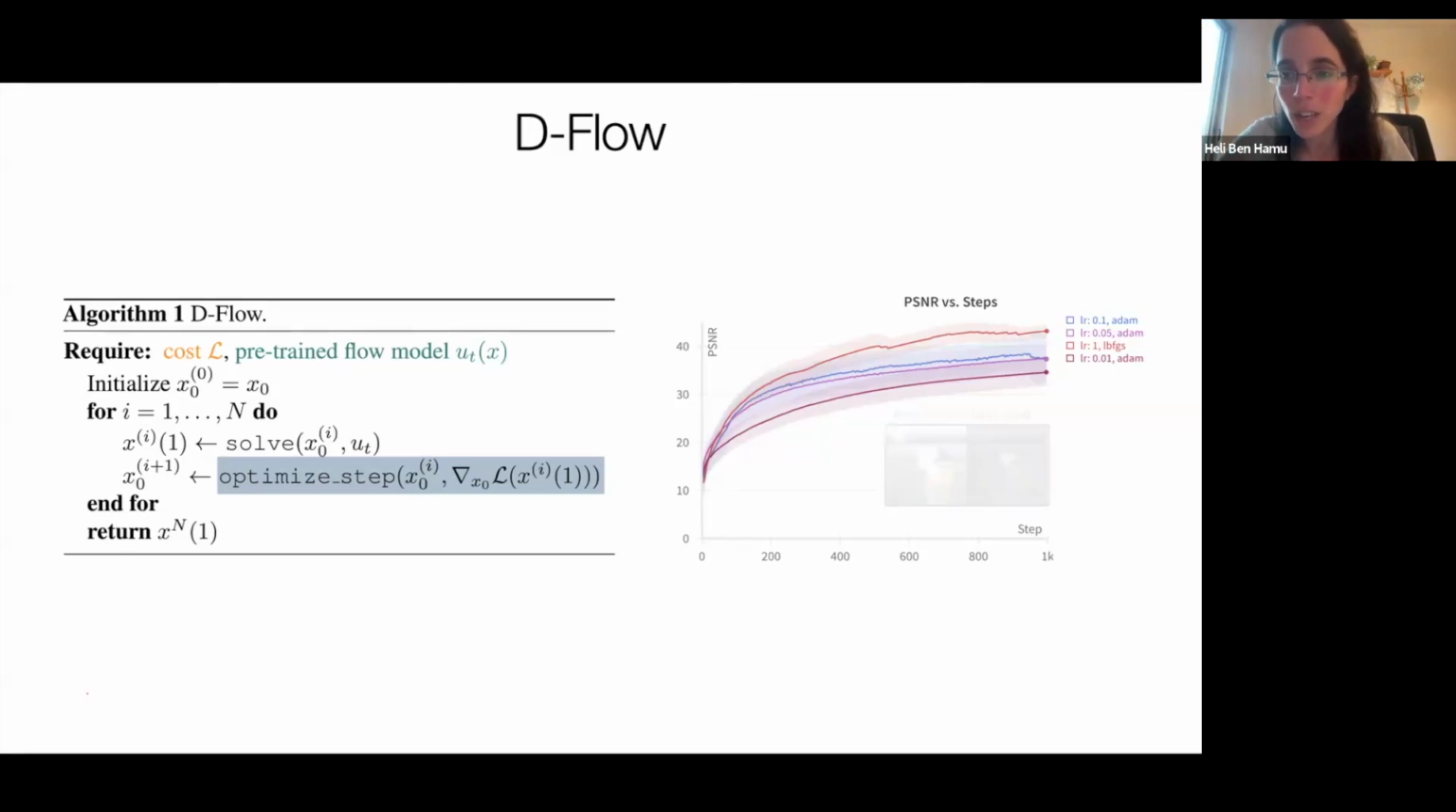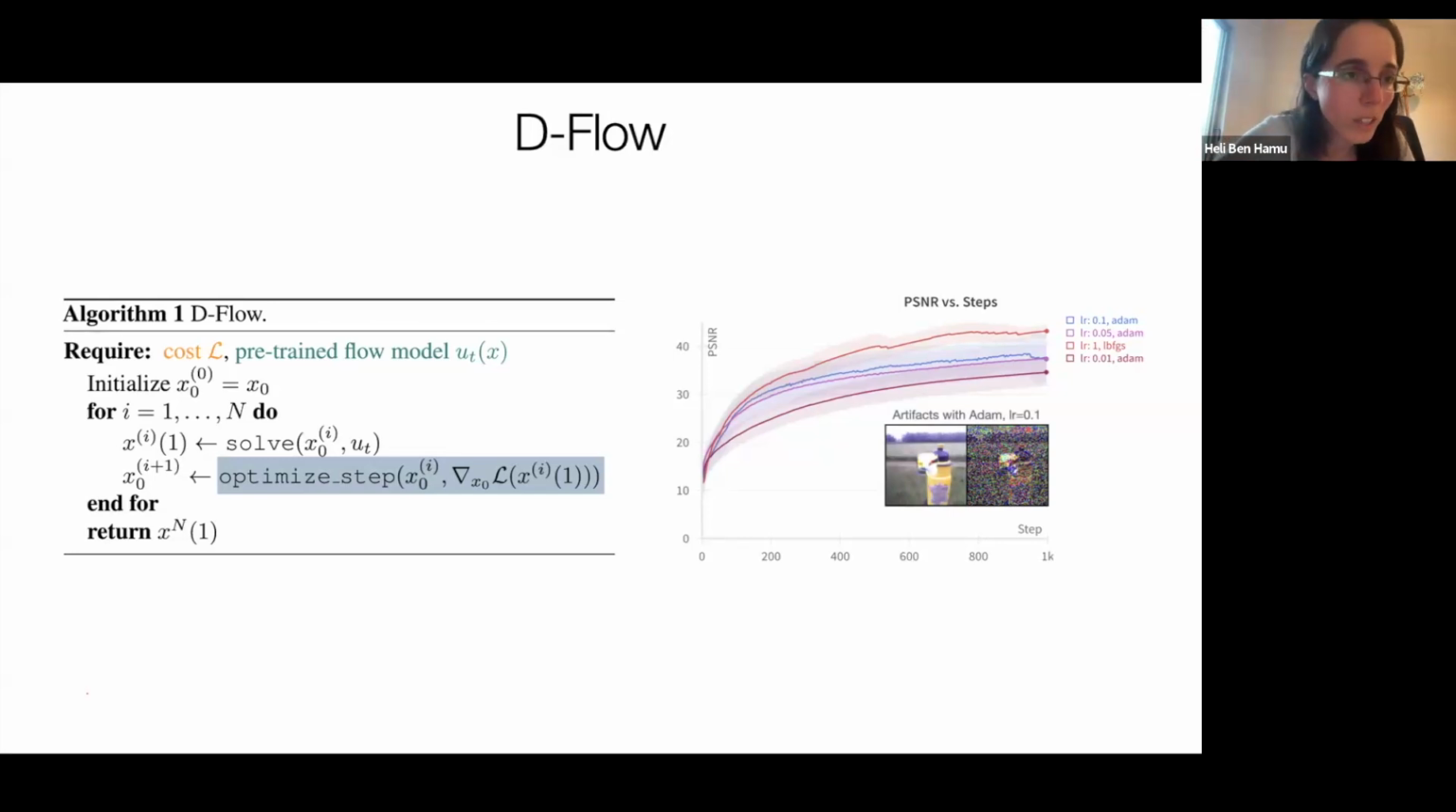increase the learning rate. But what happened with Adam when we took a higher learning rate is that we ended up having these artifacts filling in the in-painted area. So here we also have an in-painted image in the middle, and we were kind of straying away from the flow trajectory with the Adam optimizer.